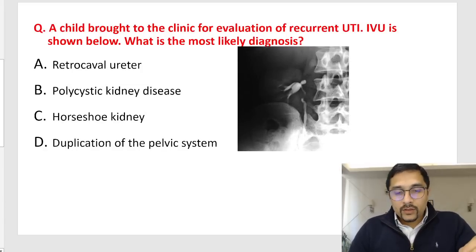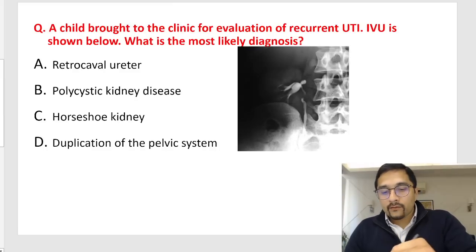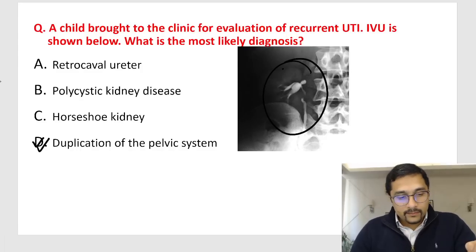A child is brought to the clinic for evaluation of recurrent UTI. Intravenous urogram is shown. So these images are very important. This is your inverted lily sign, right? Inverted lily sign, and this is also seen in duplication of the pelvic system.